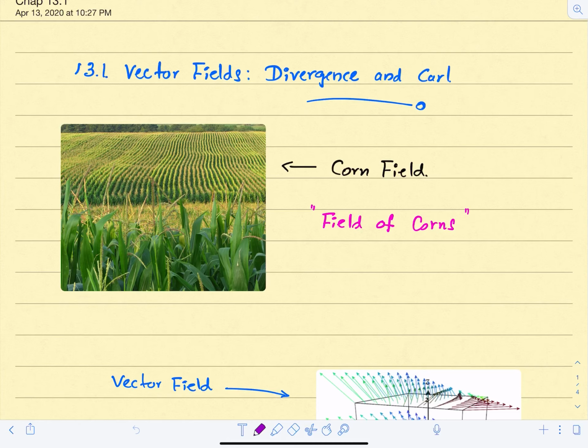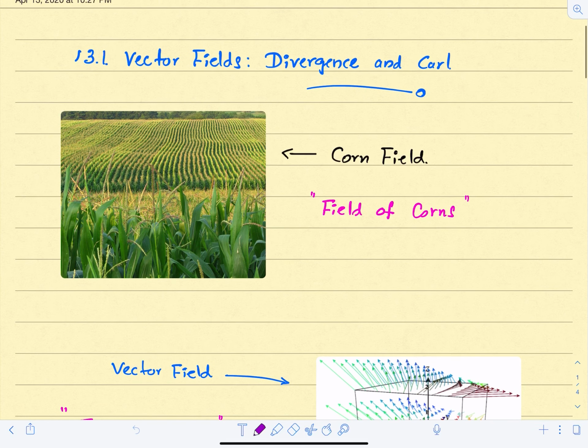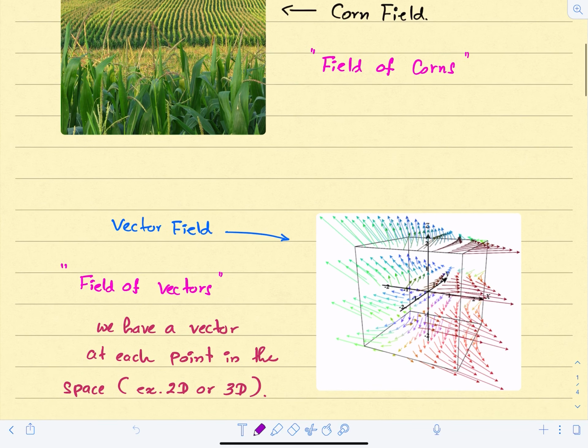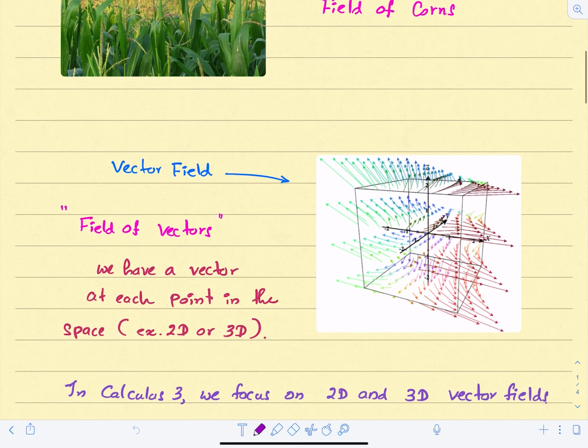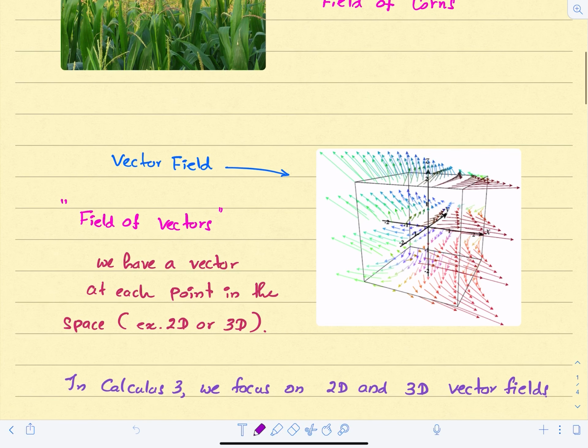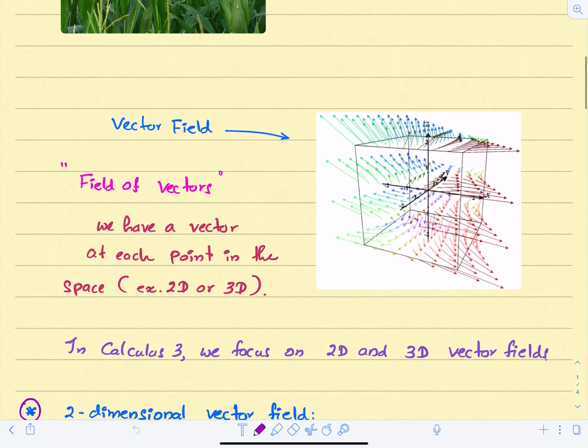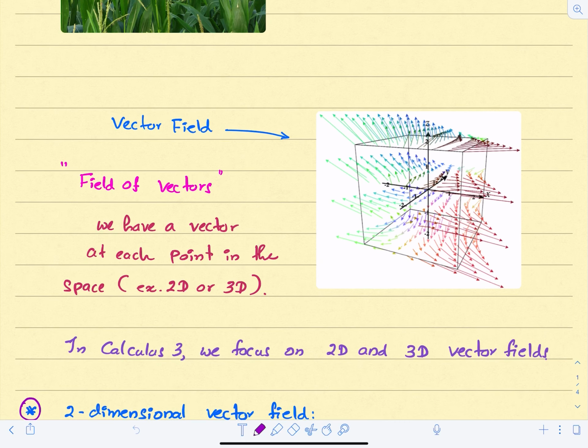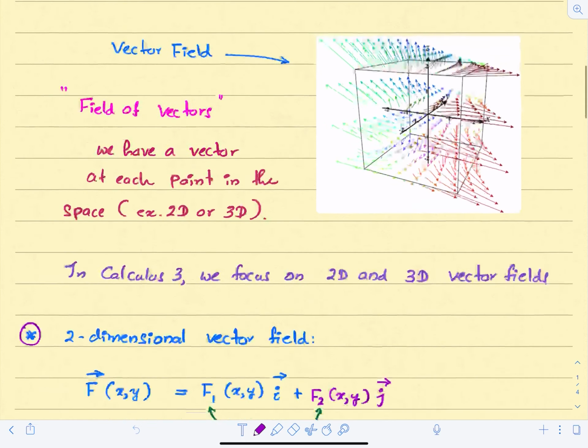Okay, so before we discuss vector fields, let's consider a cone field. A cone field is a field of cones. Similarly, a vector field is a field of vectors. Now, at every point, we have a vector that points in a specific direction with a specific magnitude. Fortunately, in Calculus 3, we study vectors in two-dimensional and three-dimensional spaces.